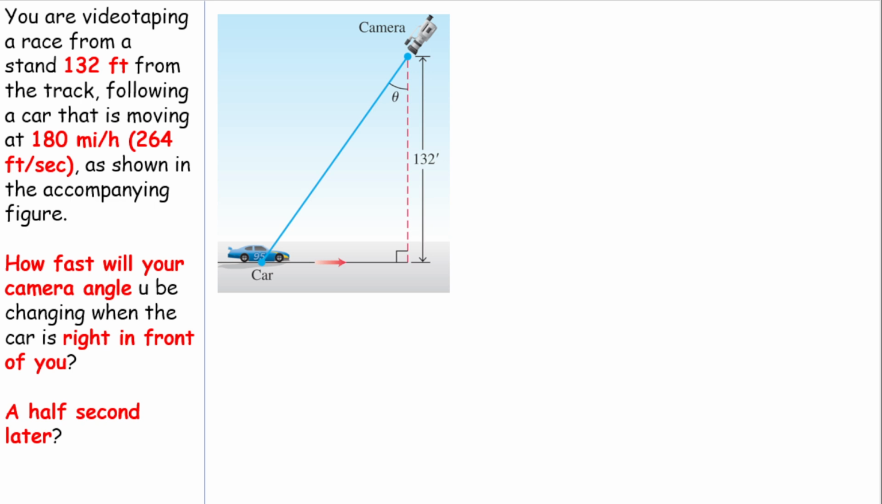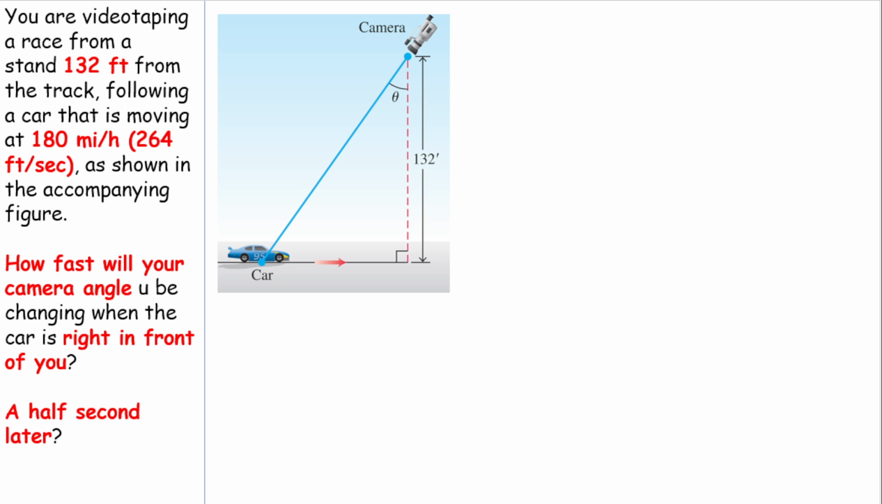You are videotaping a race from a stand 132 feet from the track following a car that is moving at 180 miles per hour or 264 feet per second as shown in the figure. How fast will your camera angle be changing when the car is right in front of you? And what about a half second later?